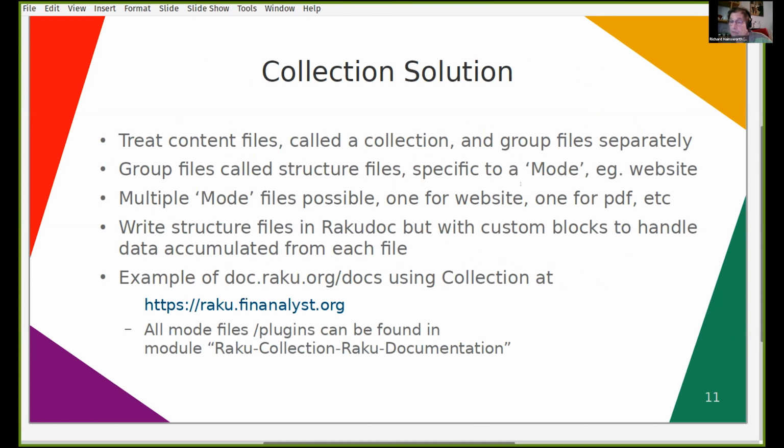So my solution is that all content files are called a collection, and the group files for a collection are written separately, and the group files for each output are separate, because if you're writing a book, you may want a foreword, you may want some information about the chapters to be expressed in a different way than when you do things with HTML. And the other thing is that I began to write structure files. I began to write custom blocks that would take the information that is gathered and display it in a much more concise way.